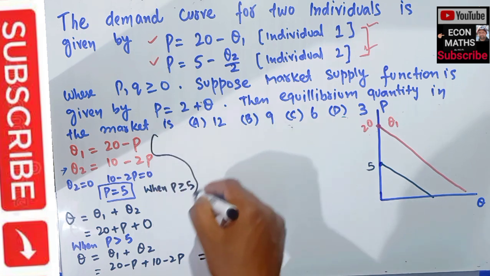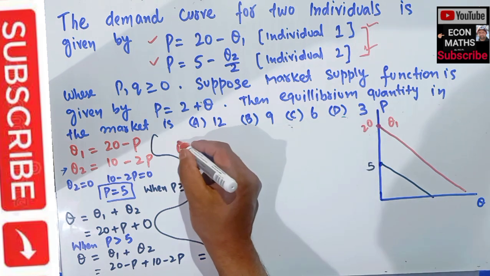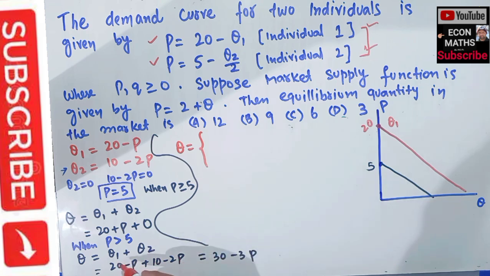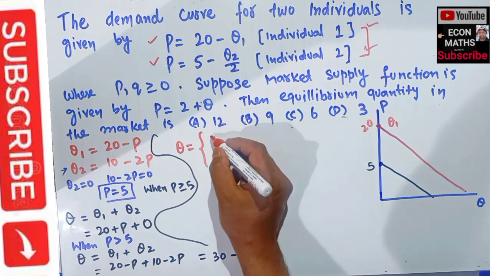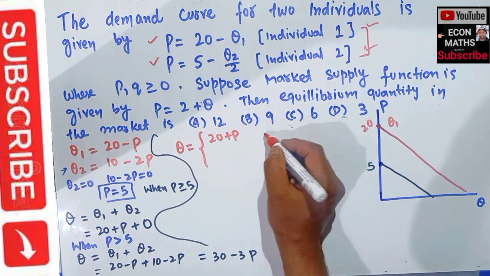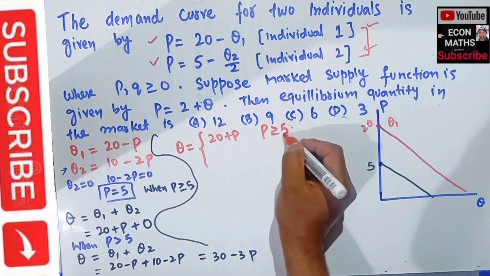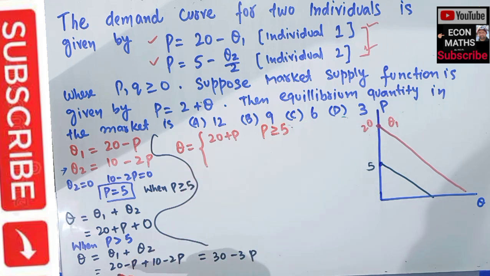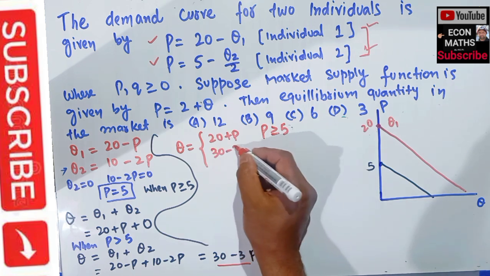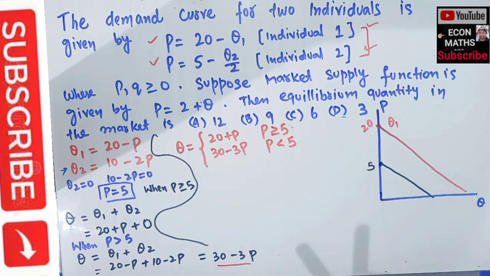Let me rewrite it here to make it more clear. Our market demand, which is denoted by Q, will be equal to 20 minus p when price is greater or equal to 5, and our market demand will be equal to q1 plus q2, which is equal to 30 minus 3p, as long as price is less than 5.